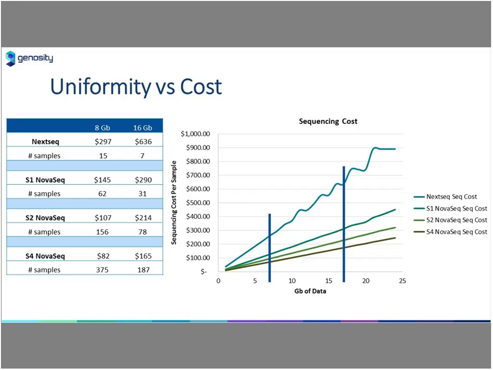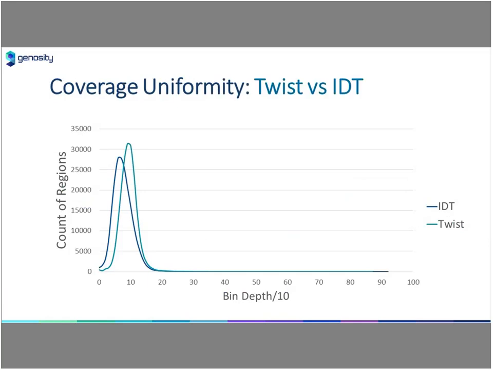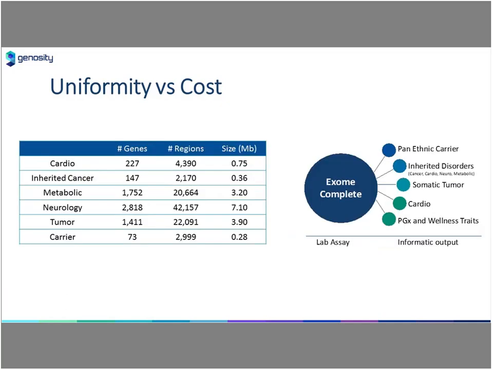And so this is just a key consideration, and this has to do with the uniformity of coverage, right? So again, the tighter the uniformity between the poorest performing region and the best performing region, the better we can actually contain costs. So the last thing I want to highlight is looking at the genes of interest.